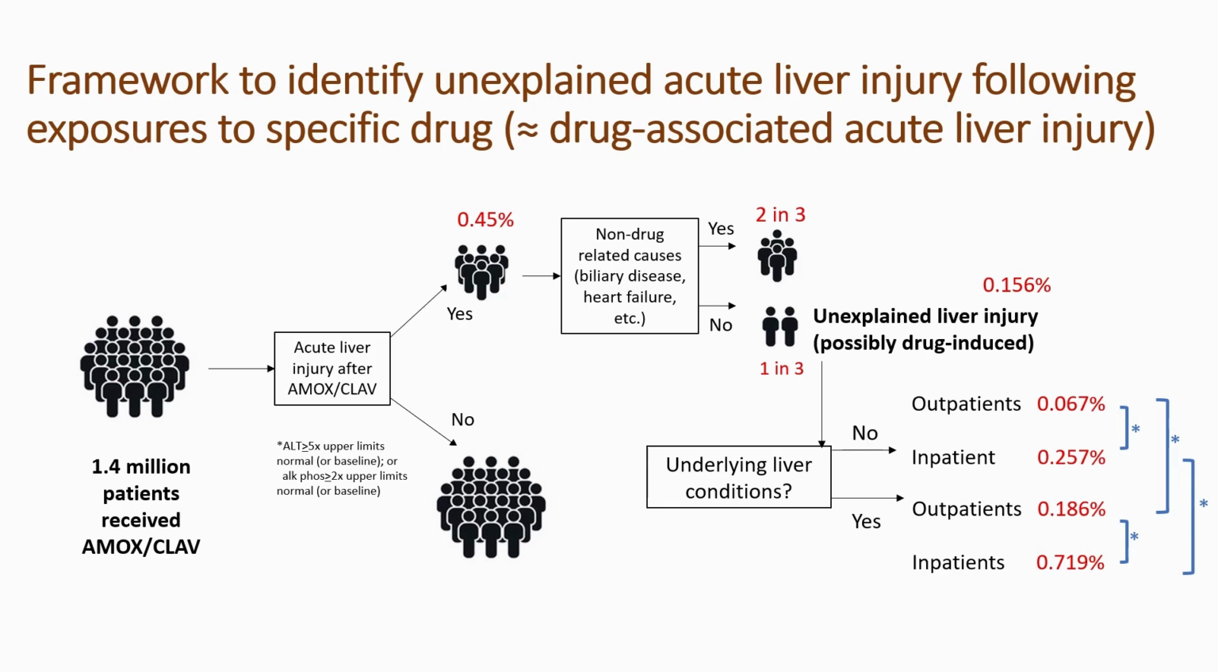Among 1.4 million amoxicillin clavulanate exposures, incidence of acute liver enzyme elevation was 0.45%. Of them, 2 in 3 had other etiologies. The incidence rate of drug-associated acute liver injury was 0.16% and significantly differed among the subcohorts. Pre-existing liver condition and inpatient status were associated with significantly higher incidence of drug-associated acute liver injury.